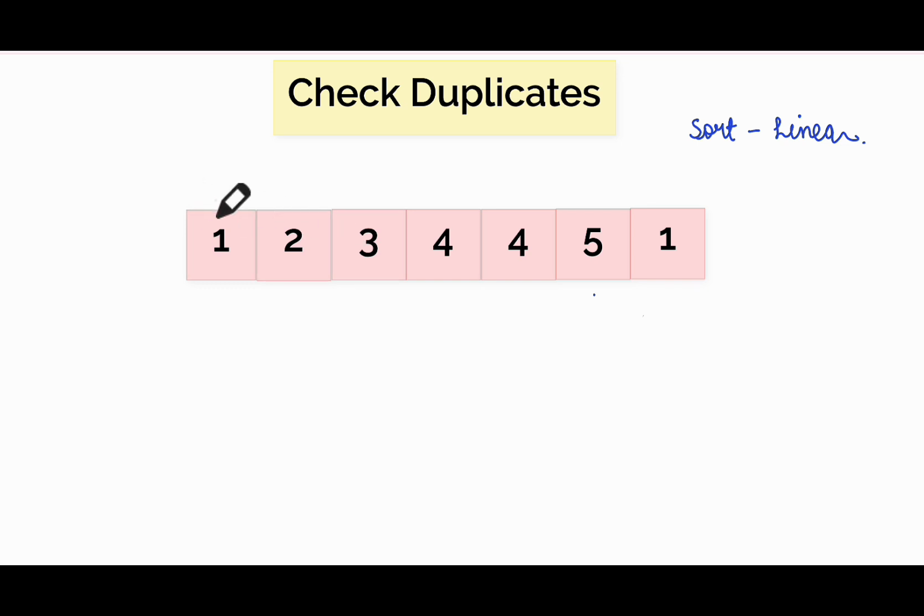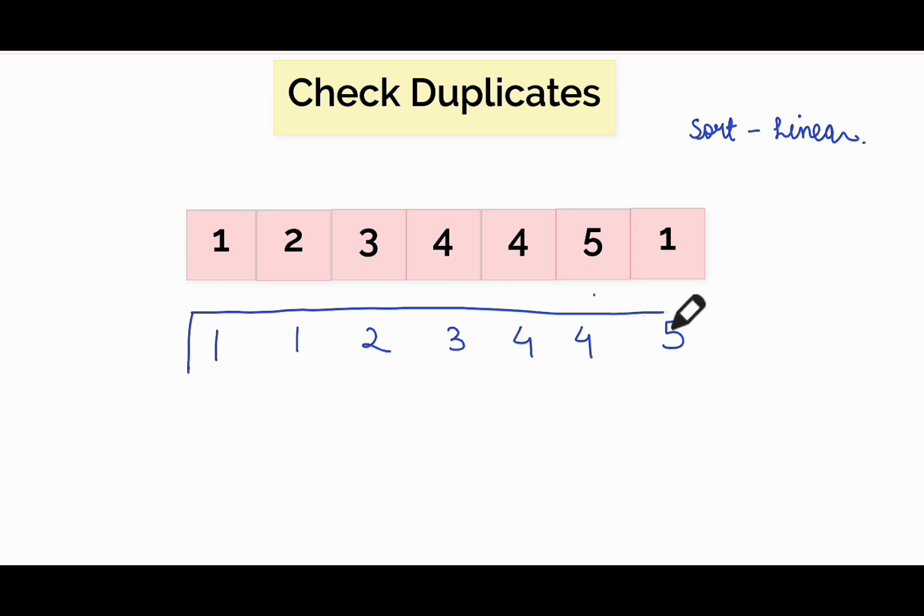It could be that one is here, the other one is here. So what do we do? We basically sort the list or array in ascending or descending order. So now, for example, if I sort this particular list, I'll get 1, then 1, then 2, then 3, 4, and 5. So this will be my first step, where I have sorted. You can sort in either ascending or descending order, it does not matter.